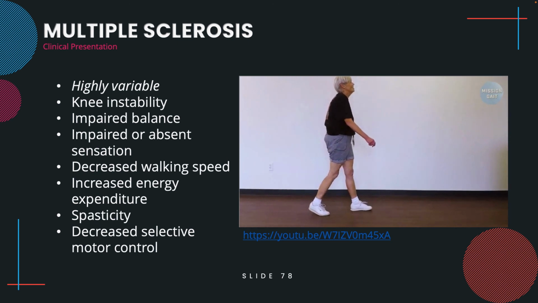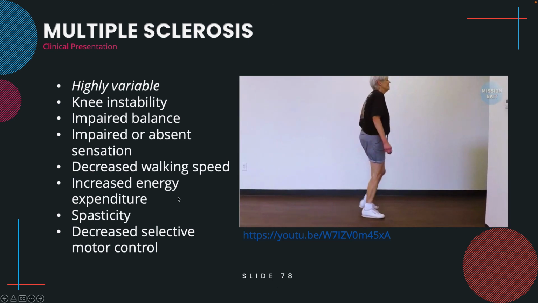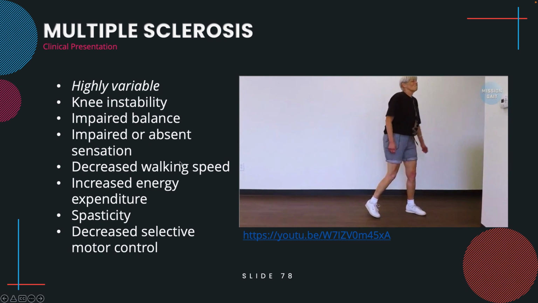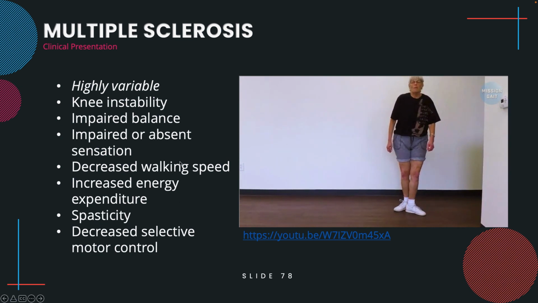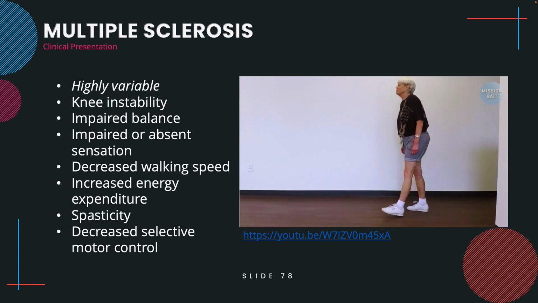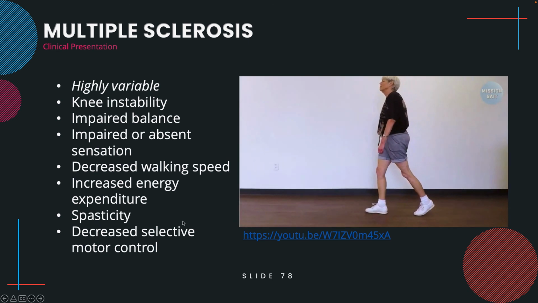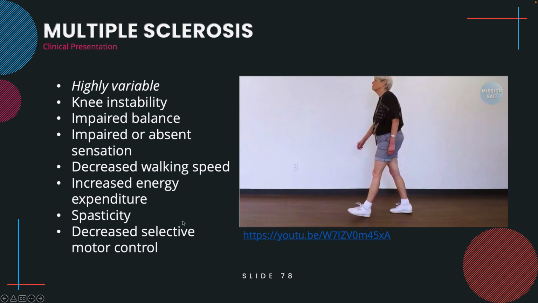And so, if this looks familiar, this was the same list as on our brain injury and stroke list, because MS is an upper motor neuron disease, and so a lot of times we'll see the same kinds of issues that we see with our folks that have a brain injury or a stroke.